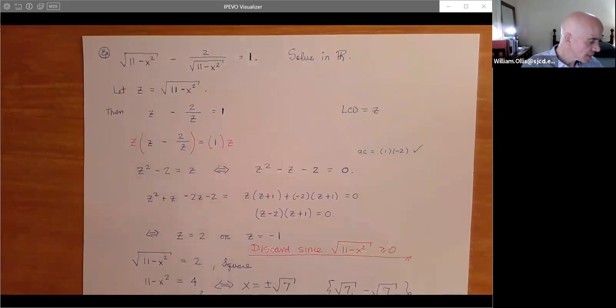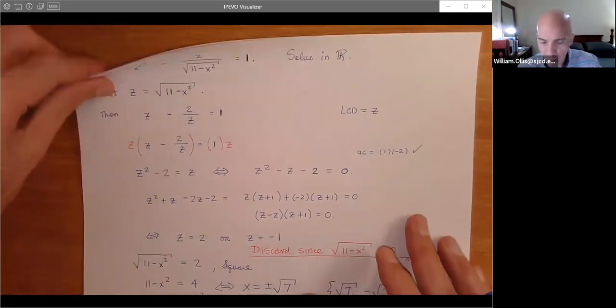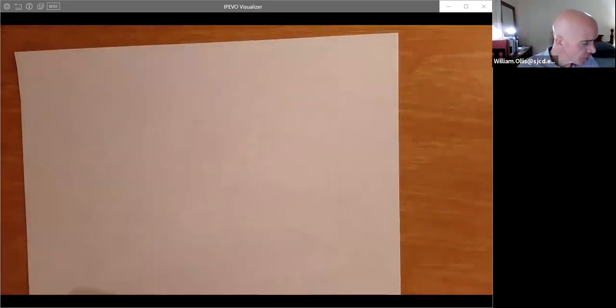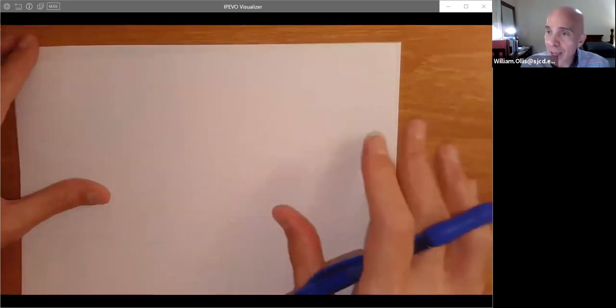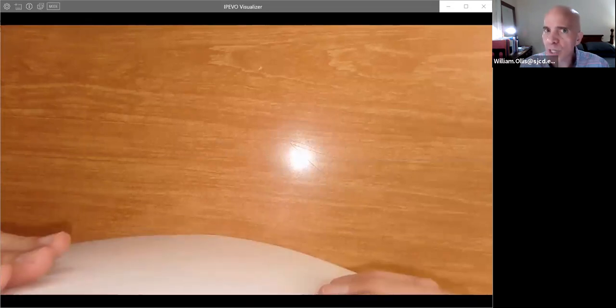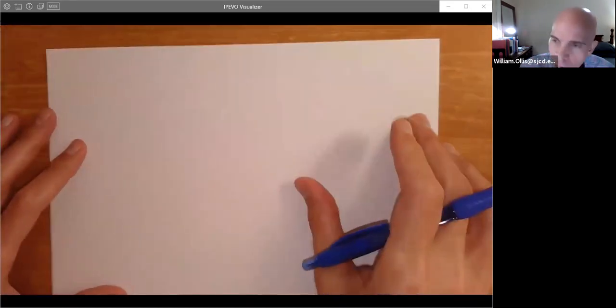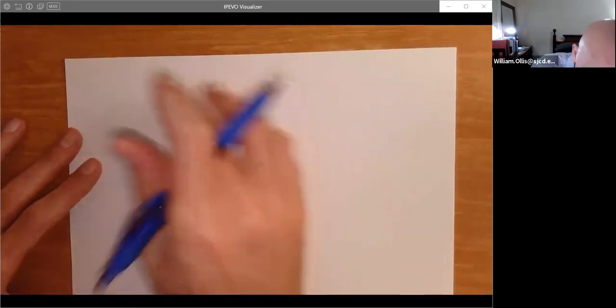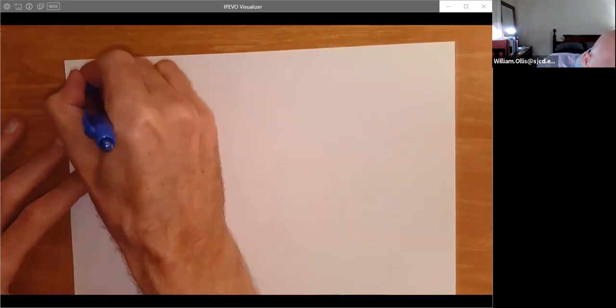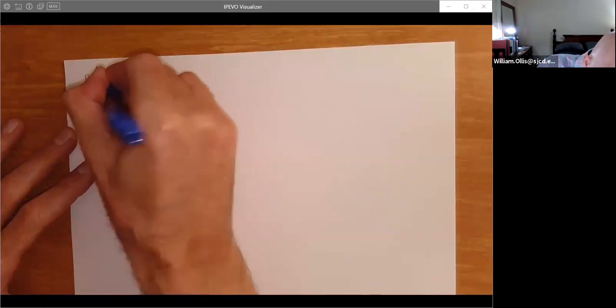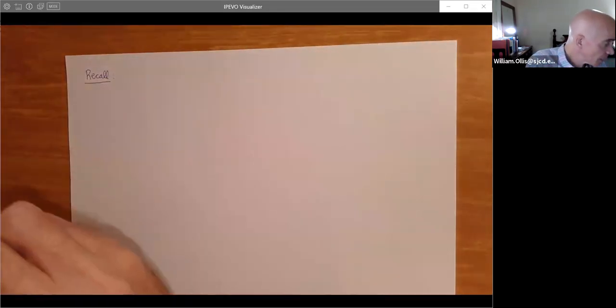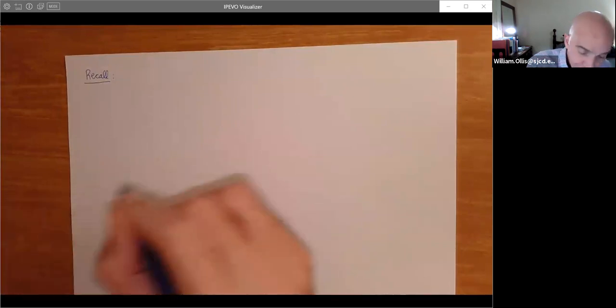Now, I want to look at a couple of models. This is going to take us into our work for our next class. So before I mention that, I just want to give you just a little extra on absolute value. We're going to use absolute value a lot in this class, but I just want to remind you. So I'll just say recall. I had a couple of examples here that I wanted to mention.